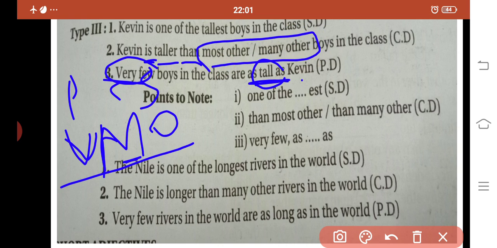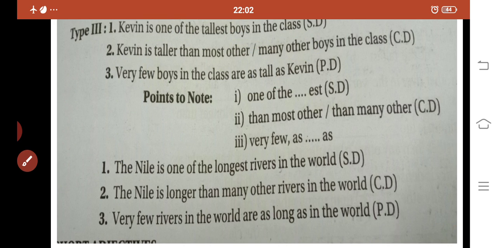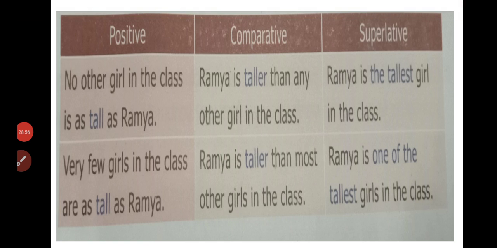Okay, many other or most other, we can use it in this type. Many other boys in the class. We have to put boys in plural form; we don't put boy. Okay, in superlative form, Kevin is one of the tallest boys. Don't forget to put it in plural form here. Boys.